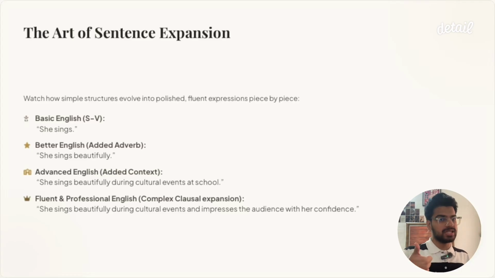So basic English is she sings. Better English, she sings beautifully. Advanced English, she sings beautifully during cultural events at school. Fluent English, she sings beautifully during cultural events and impresses the audience with her confidence. This is how advanced English is built, step by step.